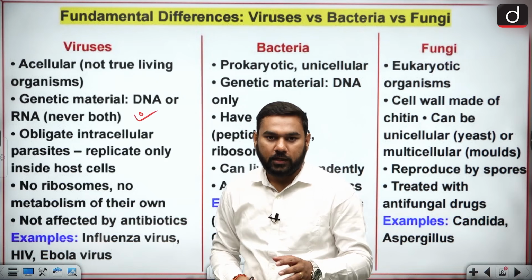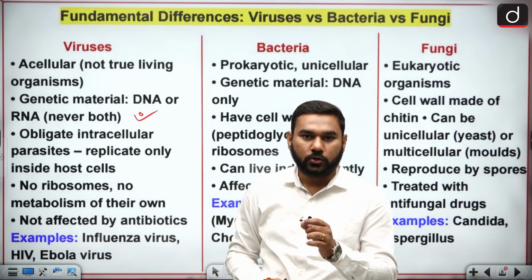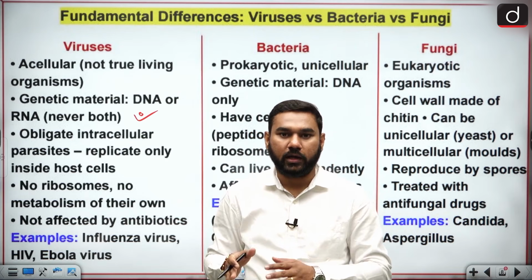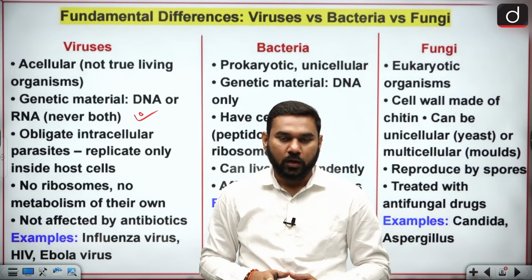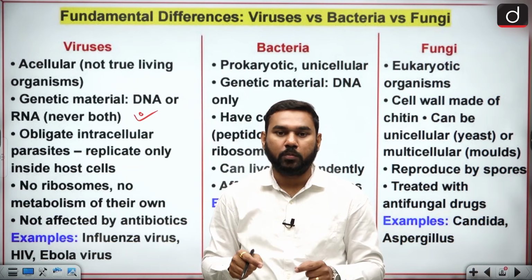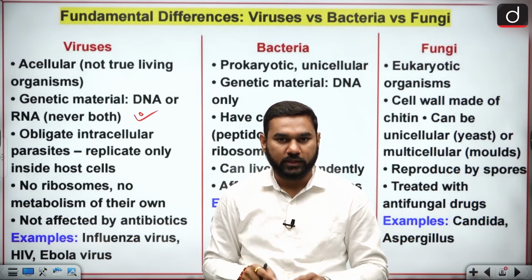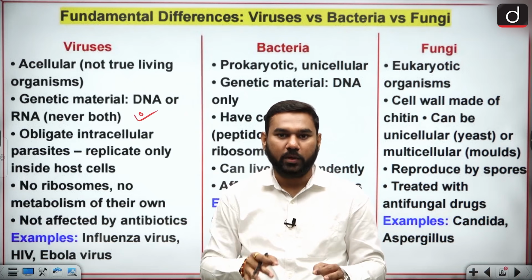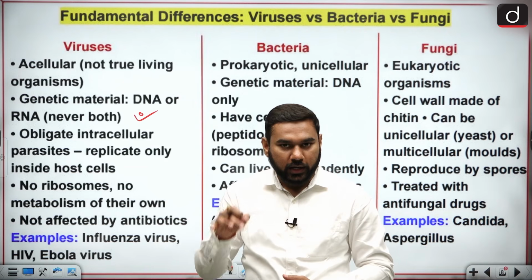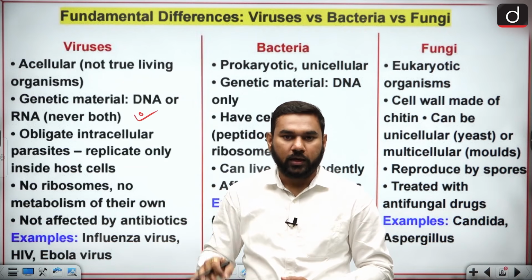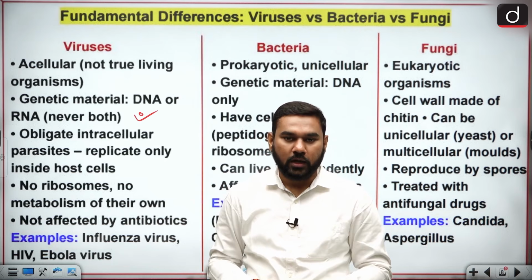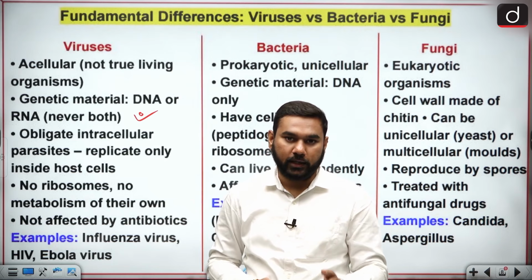We can simply say virus is the only structure in this living world which can have both DNA and RNA as genetic material. But both DNA and RNA cannot be present together. They are always present separately. So a virus can have DNA or maybe RNA. But RNA as a genetic material can be present only in virus. The rest of the whole living world has DNA as genetic material.